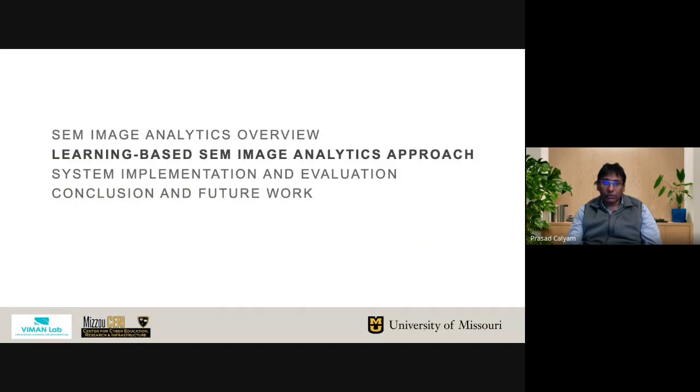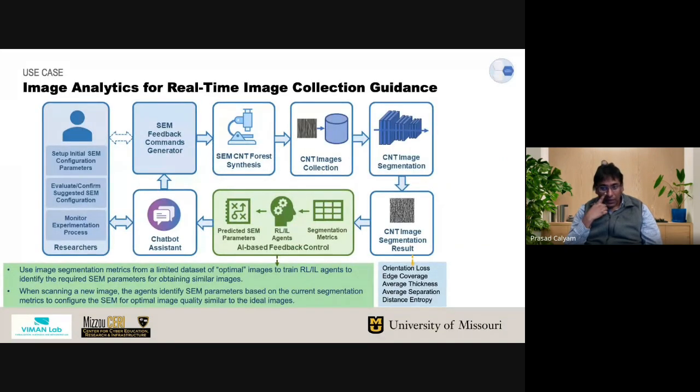And so I'll go into how some of the AI methods that we're developing are helping in this case, right? So this is the workflow where the user has some initial parameters, and those parameters are essentially used to run the experiment on the microscope. And this is automated through some commands. And then the outputs in microscope, which is the images, are then analyzed. So we do some image segmentation, and then we look at a number of metrics within those image segment processed results, like orientation loss, edge coverage, average thickness, average separation distance, entropy.